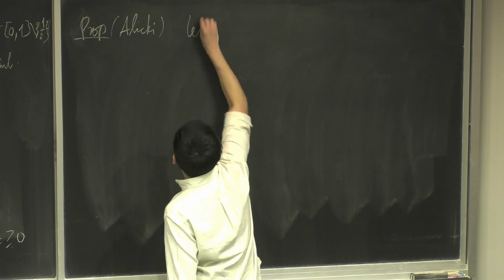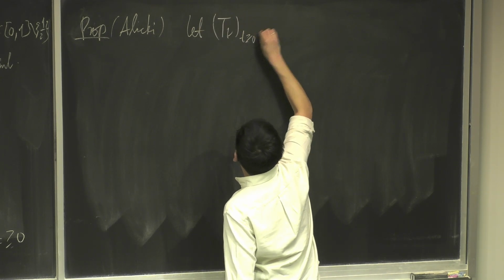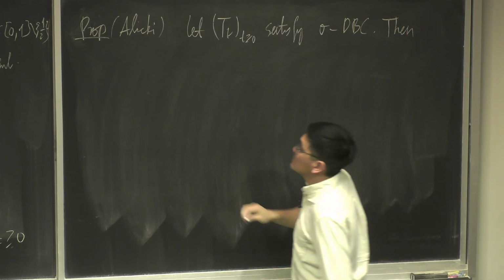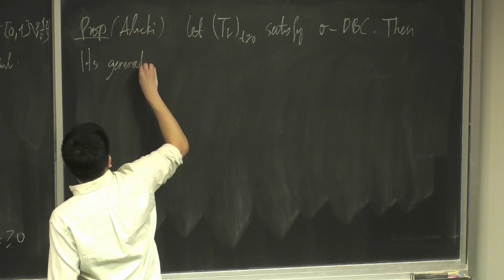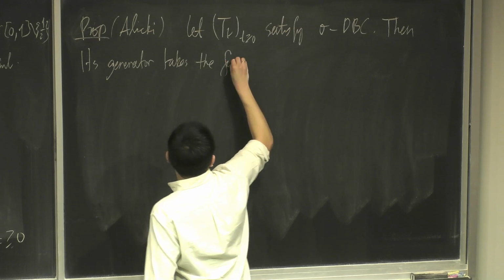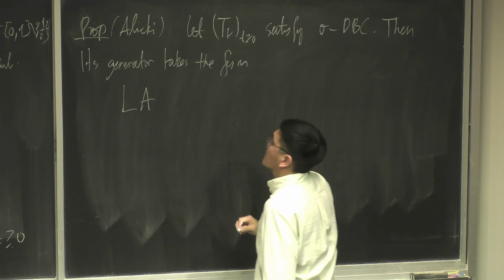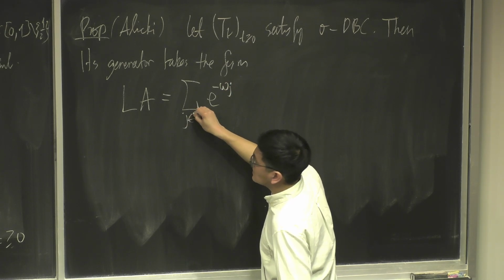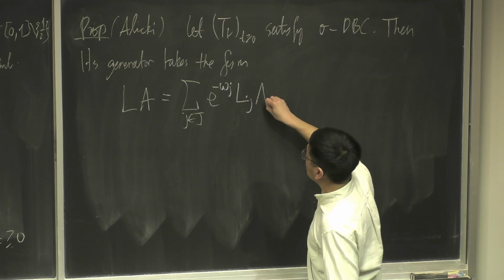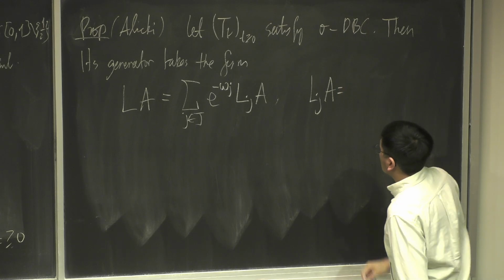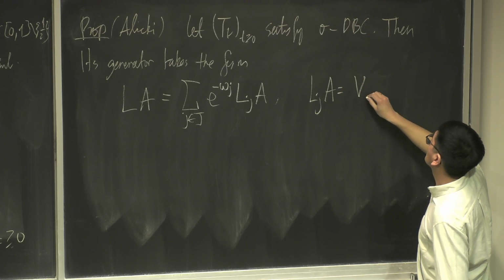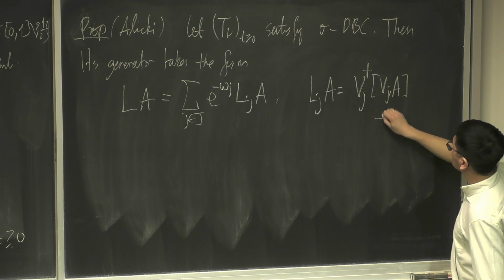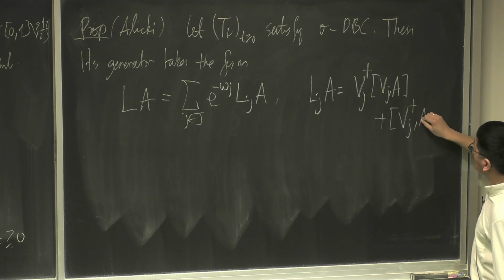It says let T satisfy detailed balance, then its generator takes the form L of A is the sum over j in some index set of e to the minus omega j, of L_j of A. And what is L_j of A? L_j of A is V_j dagger, V_j A, comma, plus V_j dagger A V_j.